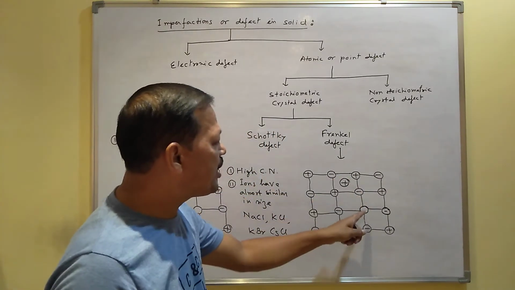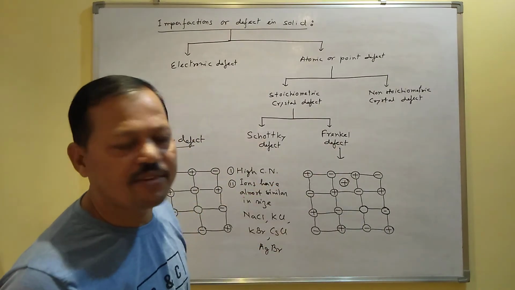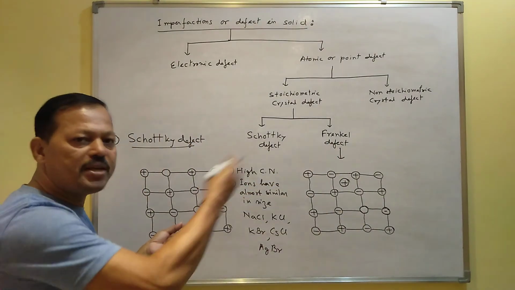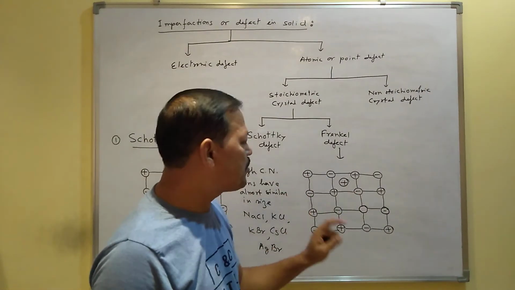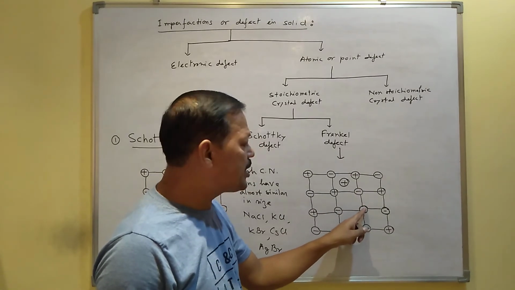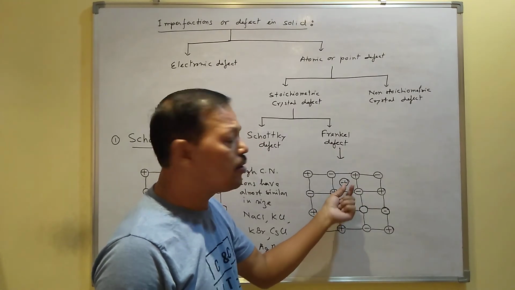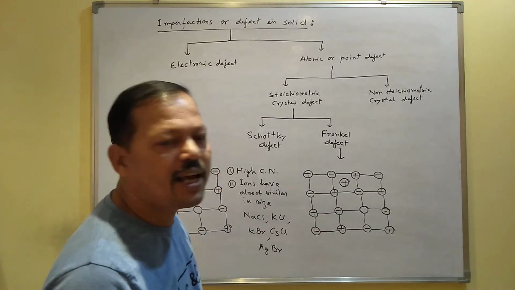I mean, in the gap the cation will enter. This type of defect is called Frenkel defect. Here the ions are not completely missing from the crystal, but just displacement of an ion takes place. It will leave from its normal lattice point and occupy some void. This type of defect is called Frenkel defect.